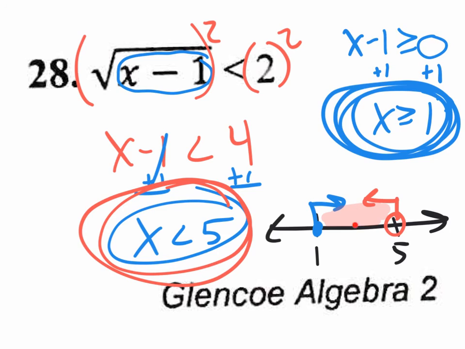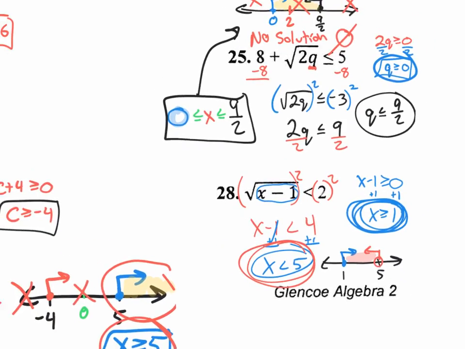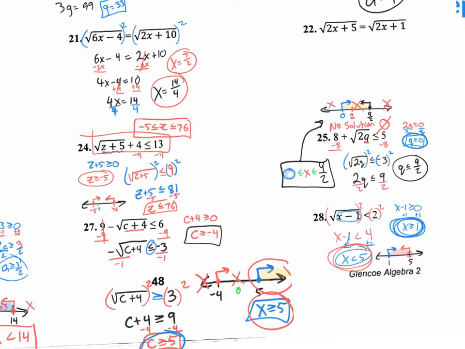2. If I plug in 2, 2's in between. So if I plug in 2, what's 2 take away 1? 1. What's the square root of 1? Is 1 less than 2? Yes, it is. It works. If you tried any one out here, it would not work. Okay. Now, sometimes you get something like this, you test it, it doesn't work, and nothing works, so you would say no solution.